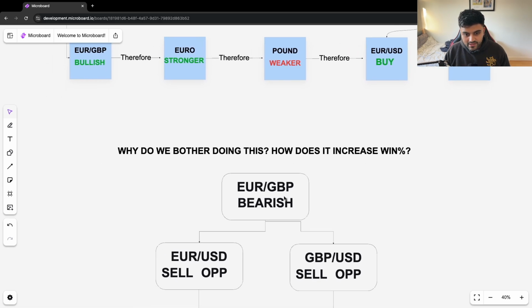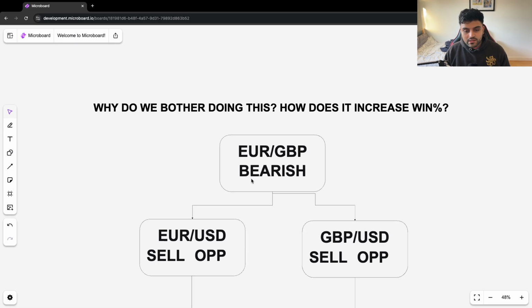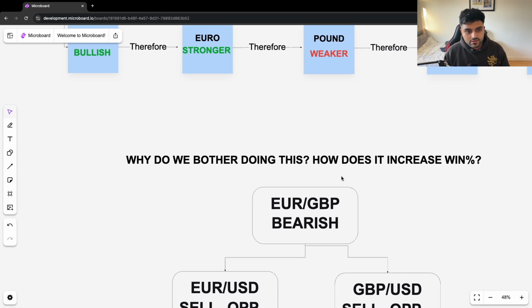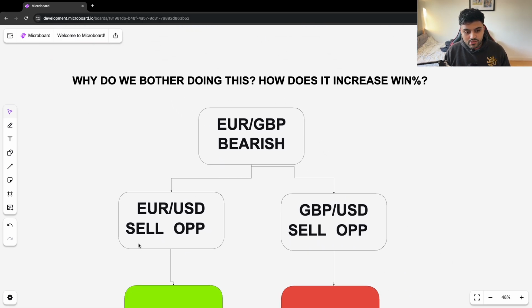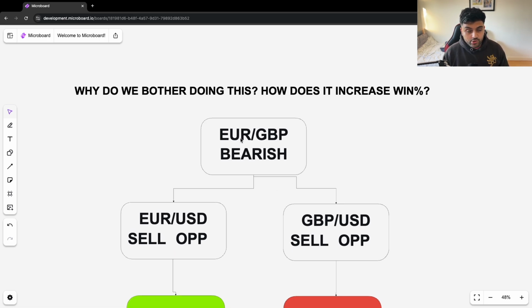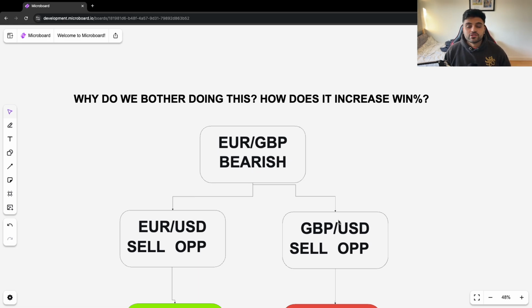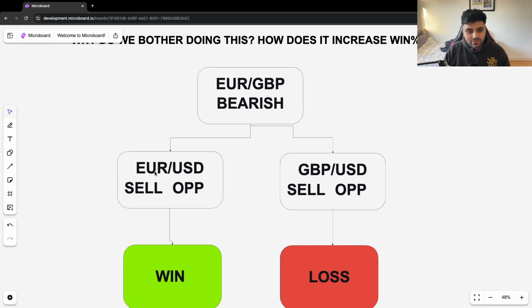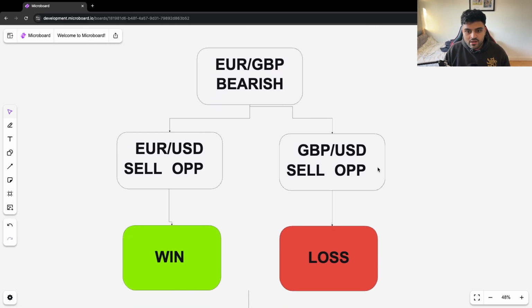So here's an example I've got for you. Now, if Euro GBP is bearish, we already know from the examples above that Euro USD sells are better than GBP USD sells, okay? Because Euro is weaker, so you want to sell the weaker currency. But what if the Euro USD sell opportunity occurs and the GBP USD sell opportunity occurs? Now, this is where currency correlation comes into play, and this is where the win rate actually gets increased, because this is more likely to result in a win, and this is more likely to result in a loss, okay?